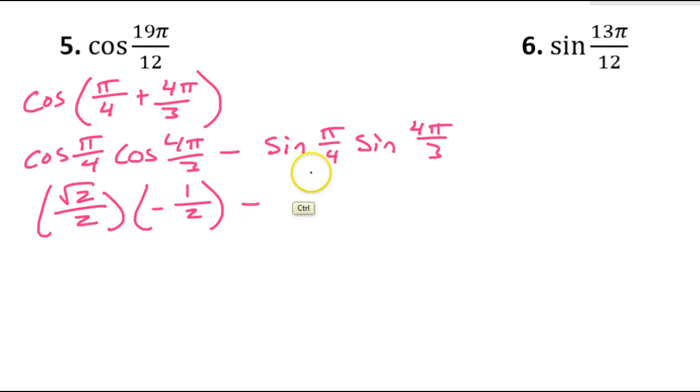And then back to business. Sine of pi over 4. That's right off the chart. Now, sine of 4 pi over 3. Well, I feel silly for erasing my little diagram now.